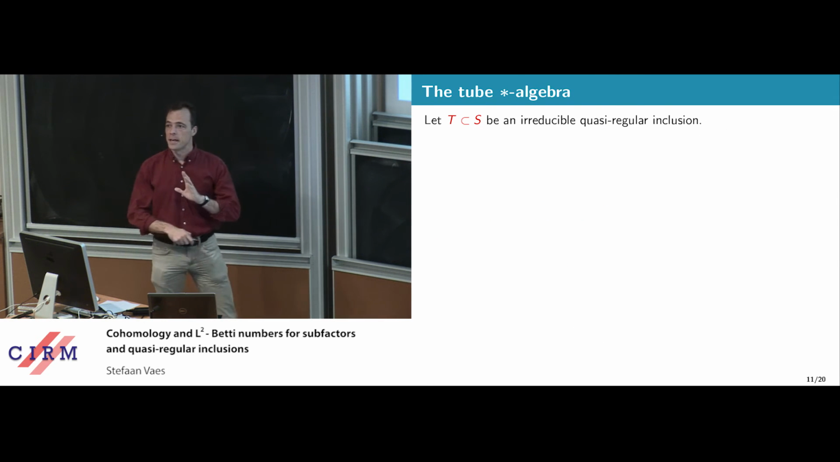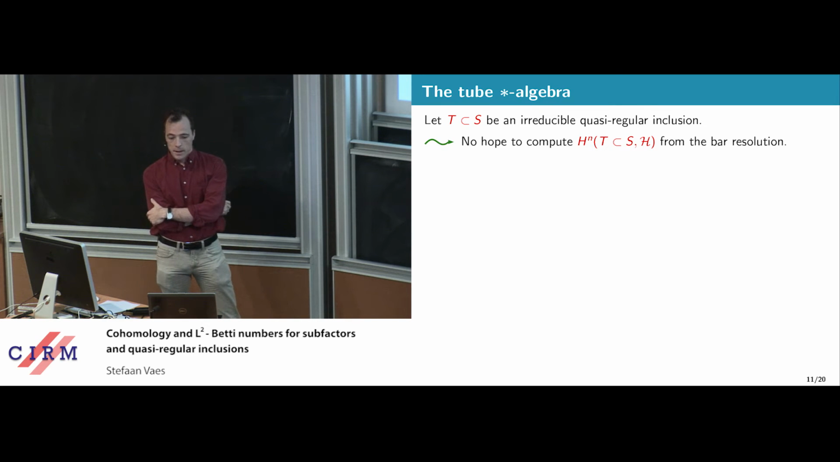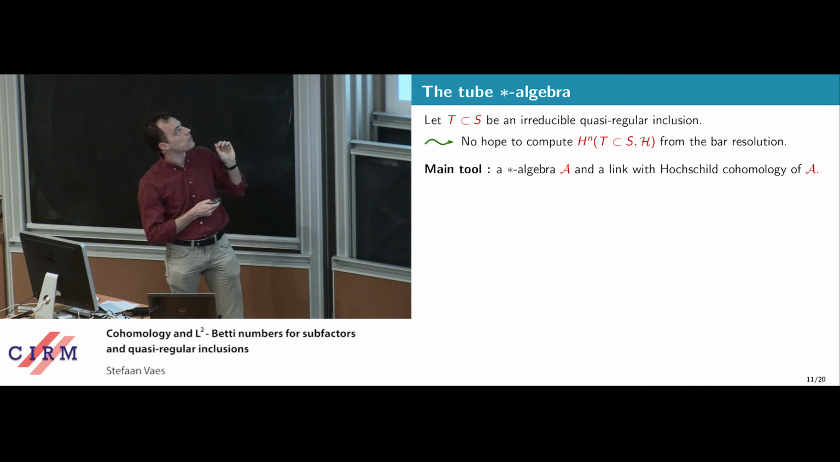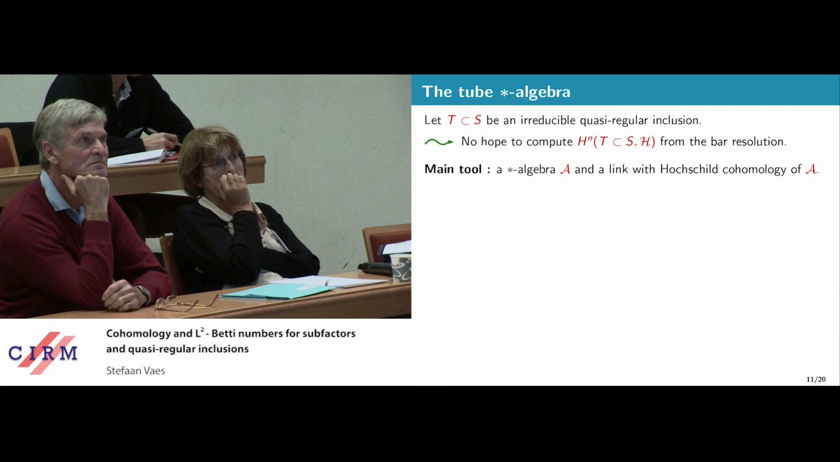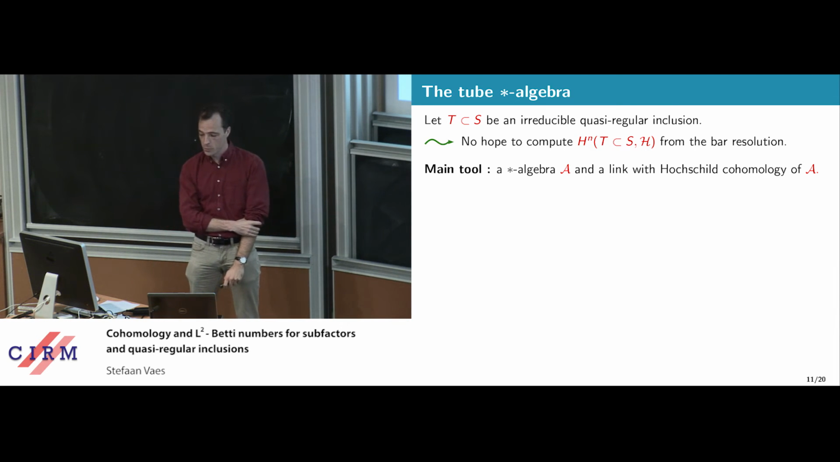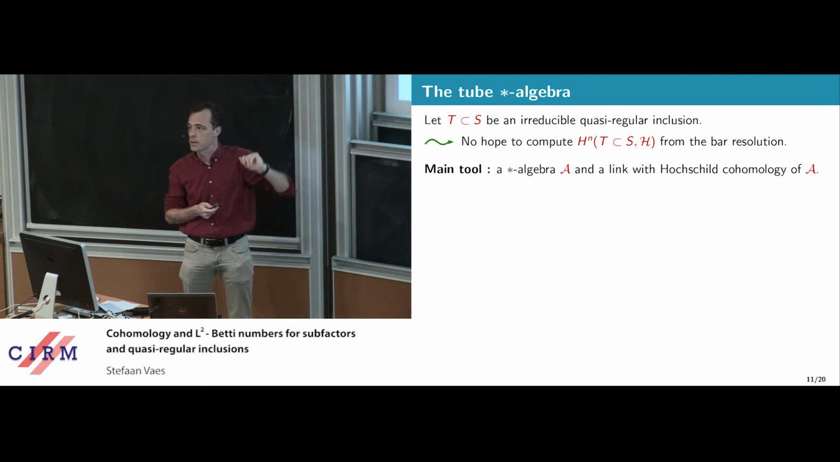Okay, so I was saying that for this cohomology for arbitrary quasi-regular inclusions, there is no way you will ever compute it using the bar resolution. But there is a very nice tool. And the nice tool is that to an arbitrary quasi-regular inclusion, you can associate a certain star algebra. We will call it the tube algebra, but only at the end of the talk I will explain why we call it tube algebra. And this tube algebra will look like an abstract star algebra, but the L2-cohomology and any other cohomology of the quasi-regular inclusion will become actually nothing else than a certain Hochschild cohomology of this abstract star algebra.